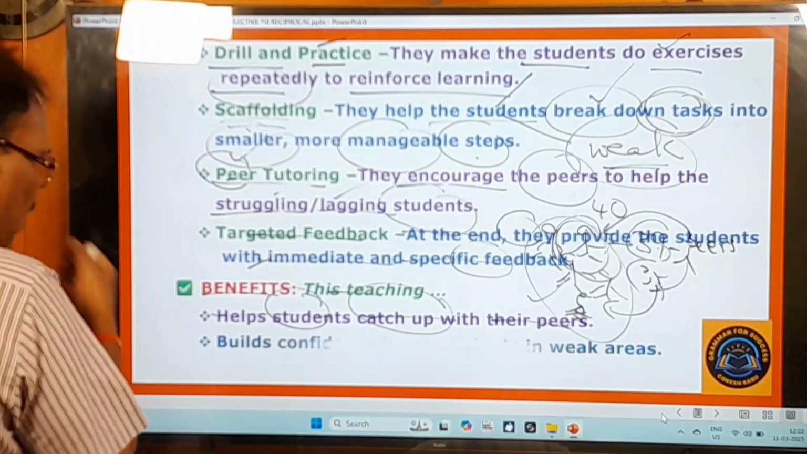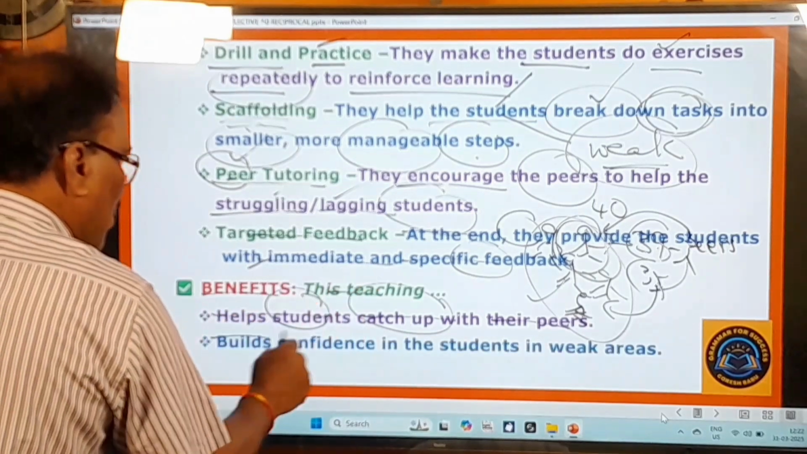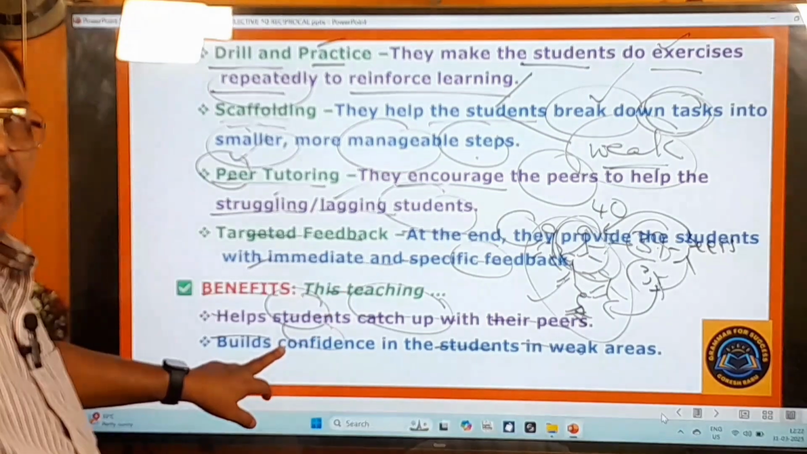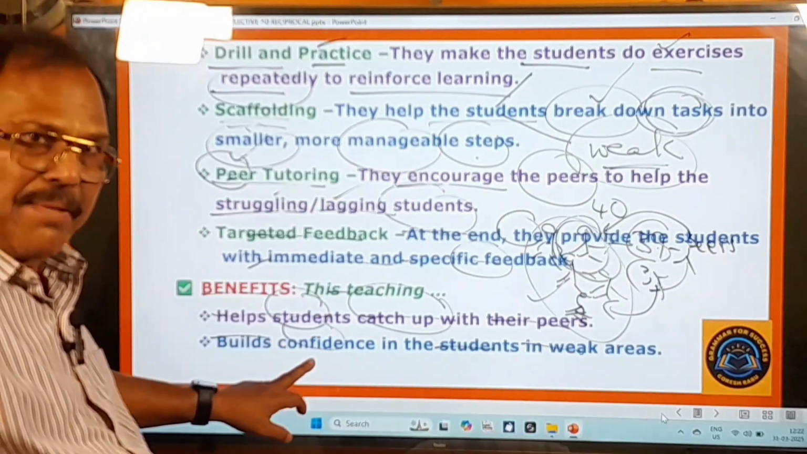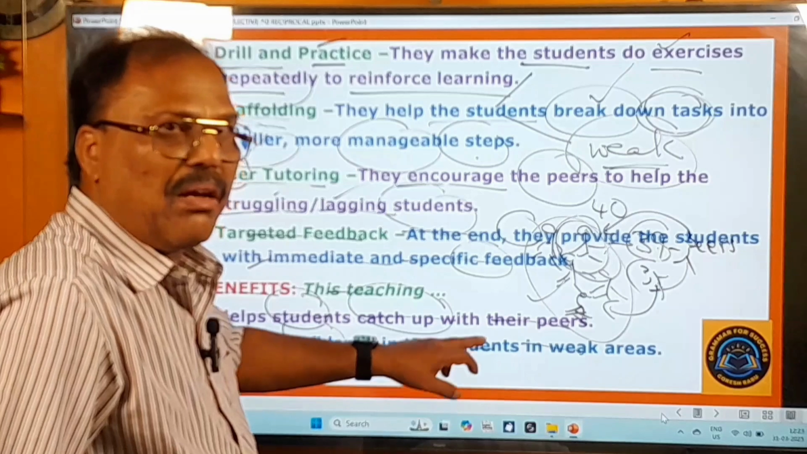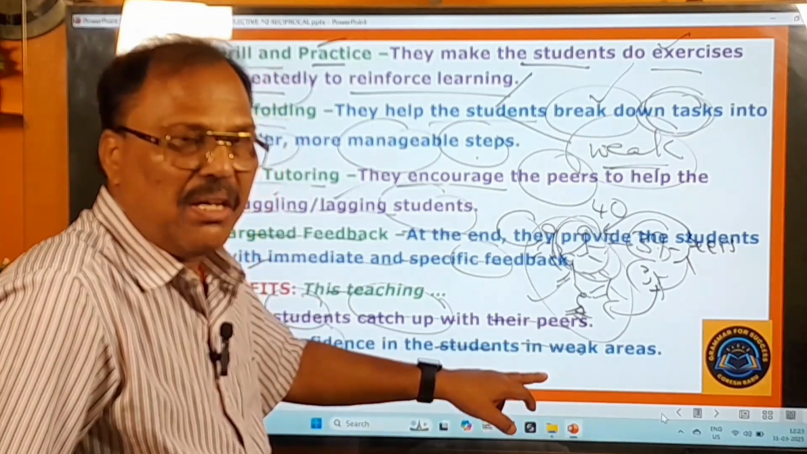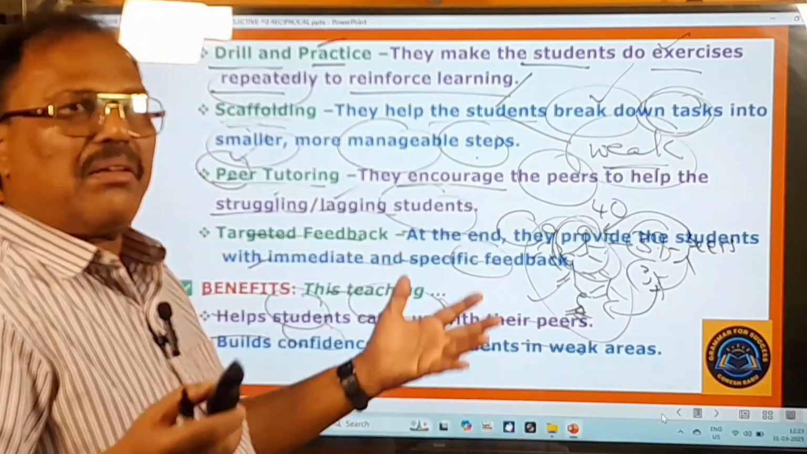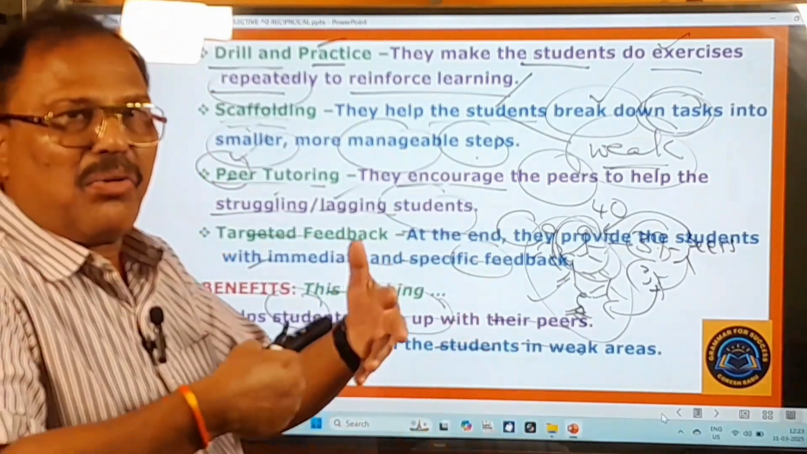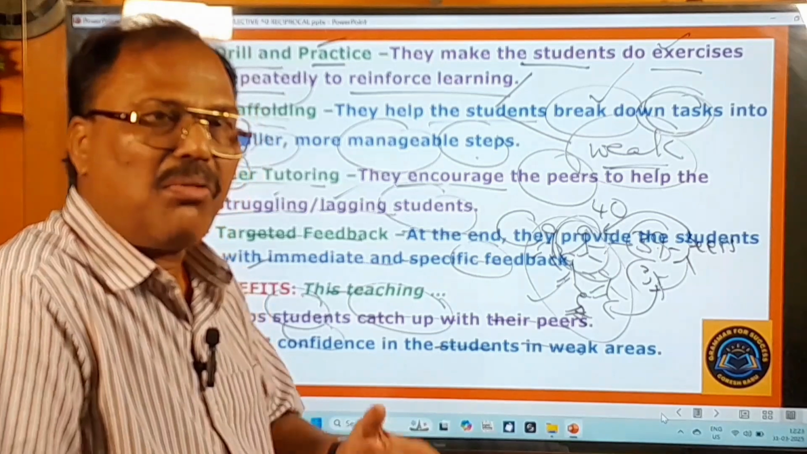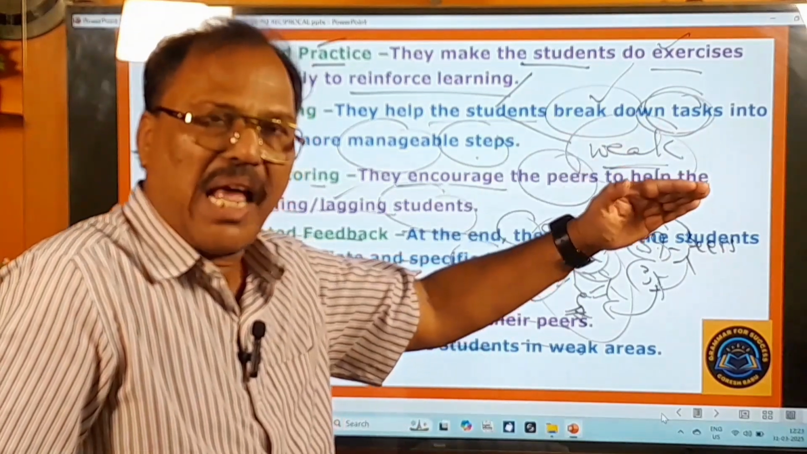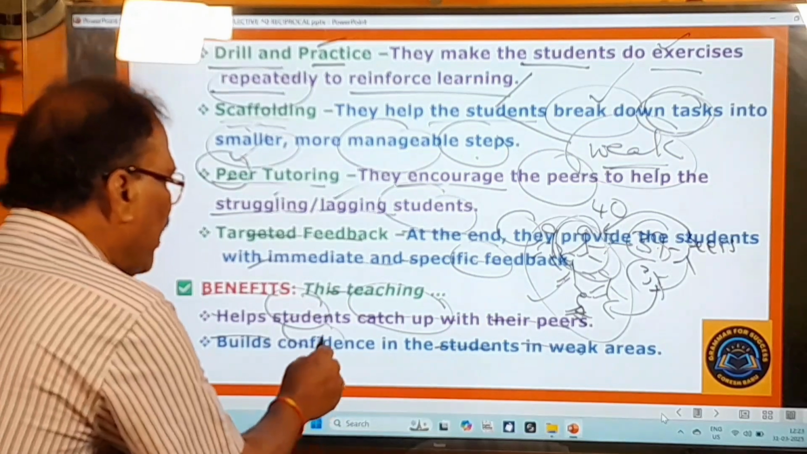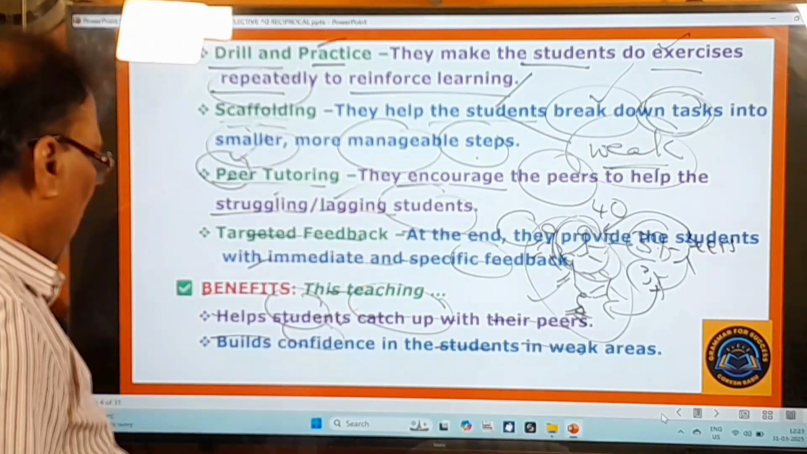And next, this teaching builds confidence in the students in weak areas. So this teaching will fill the backward students with confidence, because they were said to be weak in certain areas of knowledge. But now what happened? The teacher has taught all those things. Now their doubts are clarified. Now there are no deficient areas in knowledge. Now they are on par with other classmates. So that's why they will be filled with confidence. That point is there. And you go to the next one.